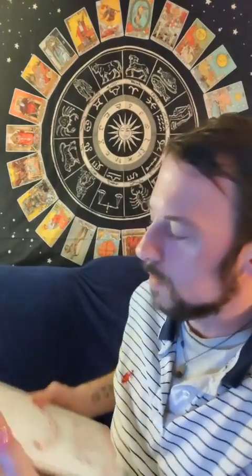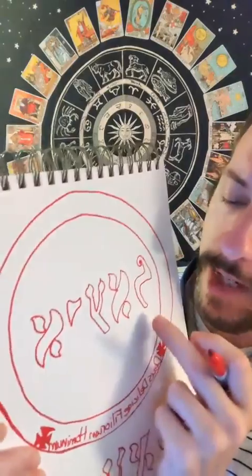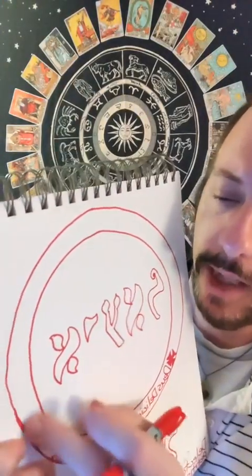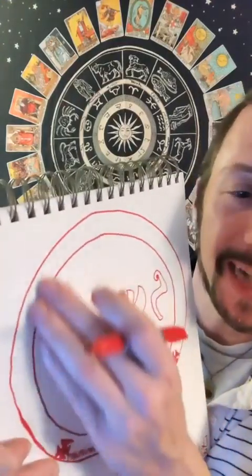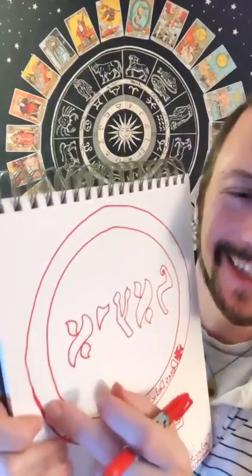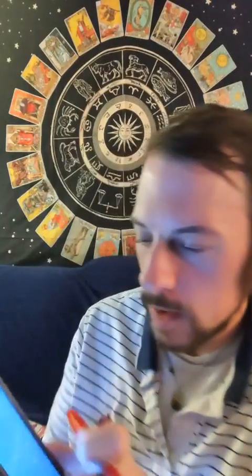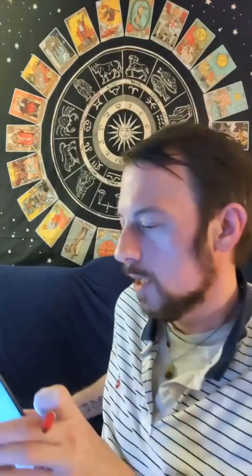Delight thyself also in the Lord. Okay, so that's the first part. You're going to write that around this ring here. Delight thyself also in the Lord. And leave space because this is only half of it. Delight thyself also in the Lord, and he shall give thee the desires of thine heart.